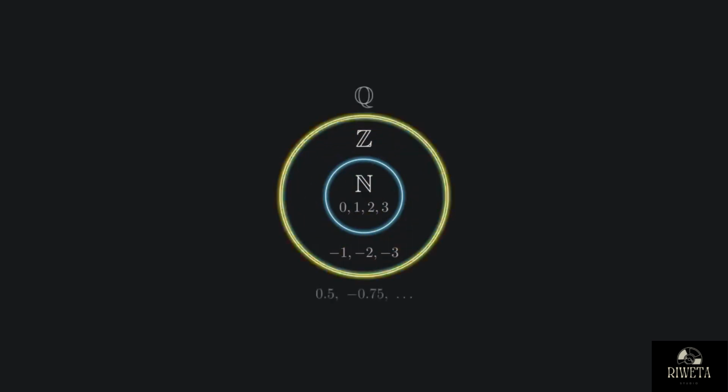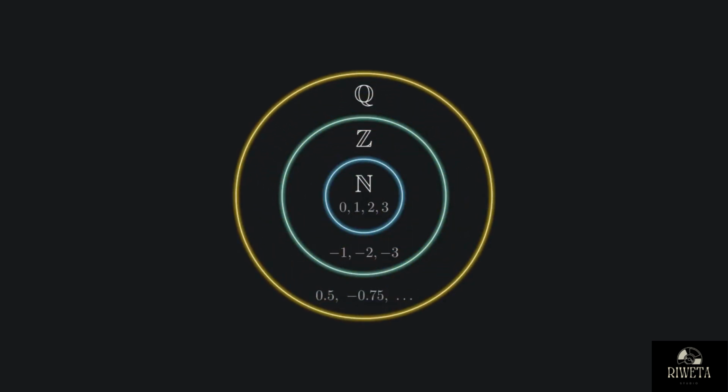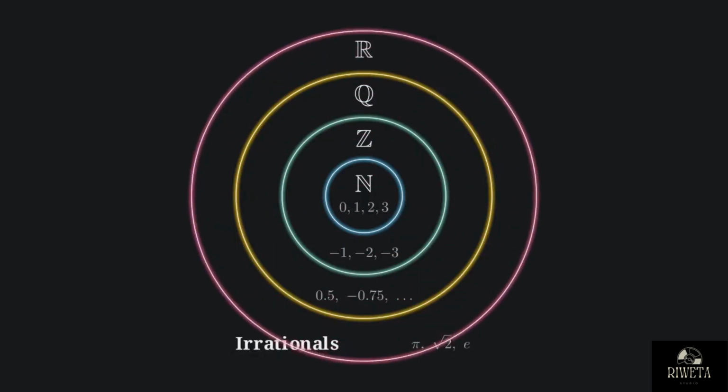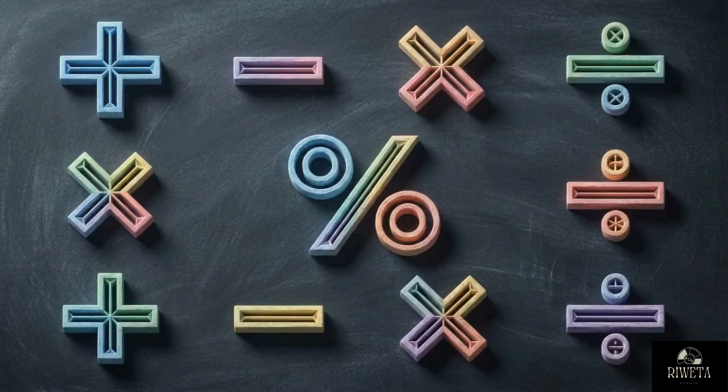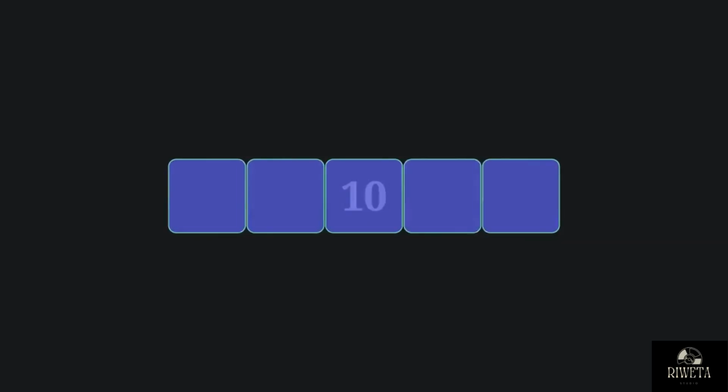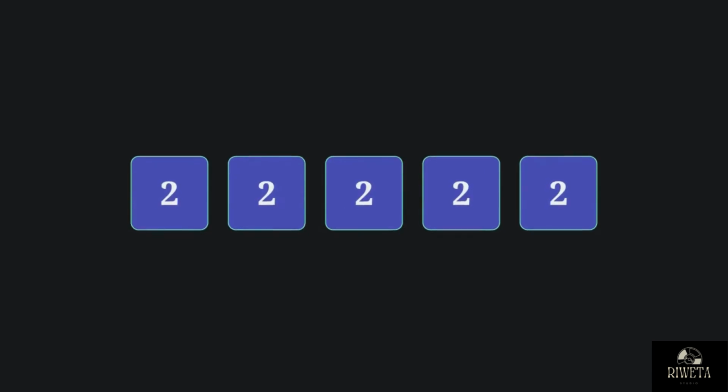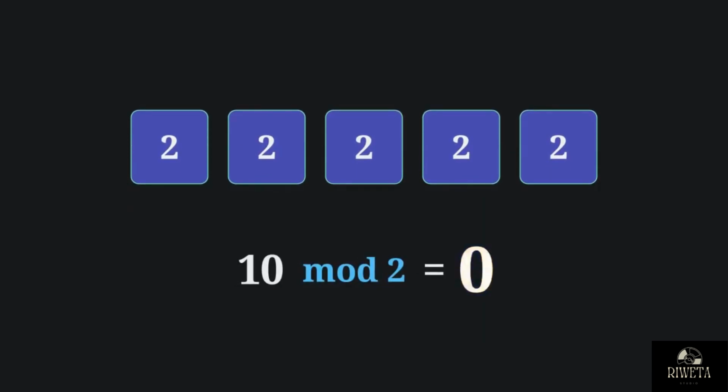Our variables exist within a nested hierarchy of number systems. We begin with natural numbers and integers, then expand to rational numbers, which we simplify using the greatest common divisor. By including irrationals, we complete the set of real numbers. In this system, arithmetic operations are precisely defined. We rely on the modulo operation to calculate remainders, and we use factorization to identify when one value divides another exactly, resulting in a modulo of 0.